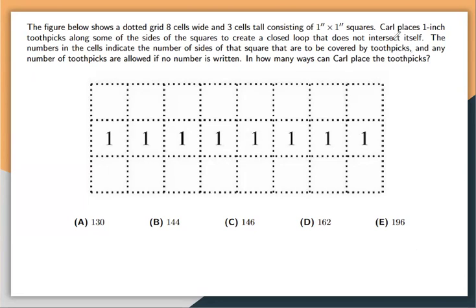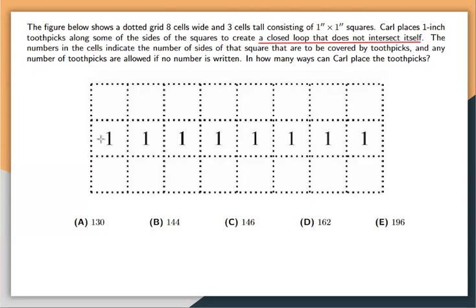And the person, Carl, placed 1 inch toothpicks along some of the sides. So we are going to place toothpicks along some of the sides of the squares to create a closed loop. This is, I guess, the most restrictive condition so far. We are going to create a closed loop that does not intersect itself.